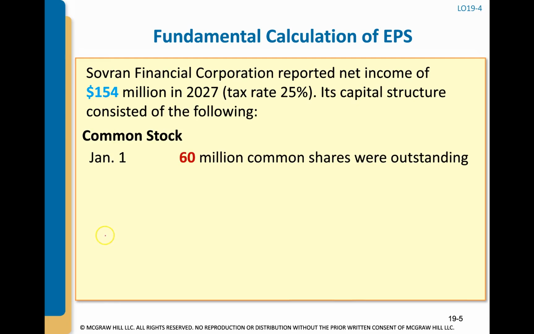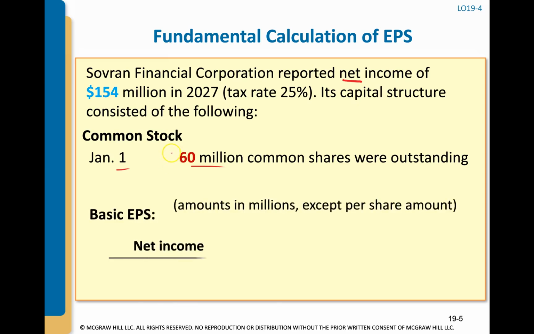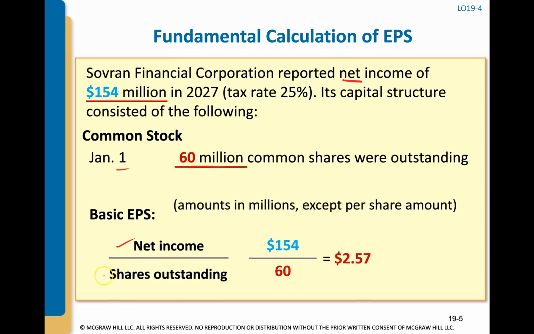Let's go into the fundamental calculation of earnings per share, and we're going to use this one example and build on it. Silverand Financial Corporation reported net income, okay, so this is net, of $154 million in 2027. Its capital structure consists of the following. Common stock, on January 1, it has 60 million common shares outstanding. That's it. This is a simple capital structure. So the basic earnings per share is we're going to take their net income divided by the weighted average number of shares outstanding, which is just 60 million.